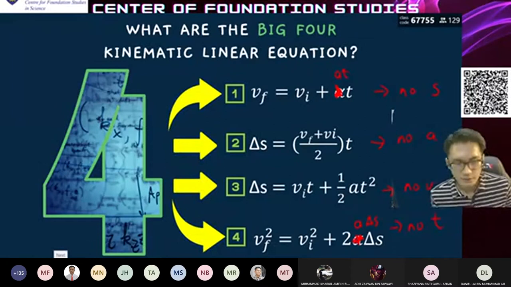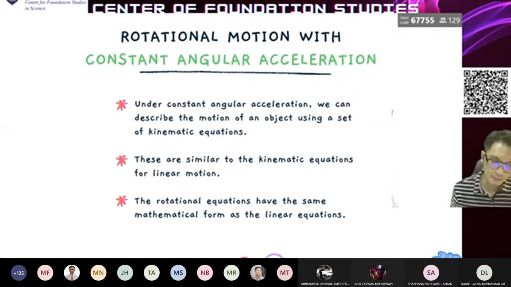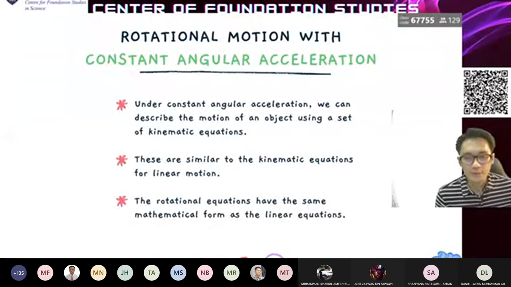Okay, so rotational motion with constant angular acceleration. Under constant angular acceleration, we can describe the motion of an object using a set of kinematic equations. How? Because the kinematic equations are similar to linear motion, so the rotational equations have the same mathematical form as the linear equations. We can use the ones from linear motion, but we have to change the parameters by using the angular quantities.